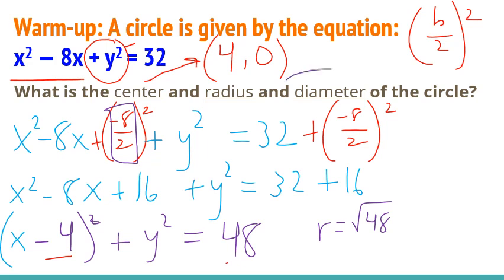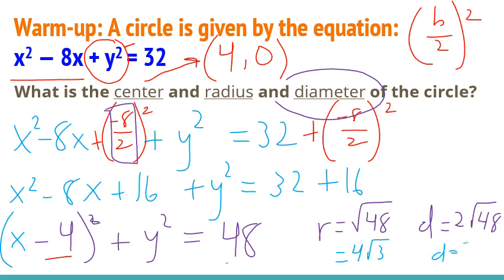And then it also asks for the diameter. The diameter is just going to be double the radius, so we could call it 2 times the square root of 48. If we wanted to simplify this, we could. That is the square root of 16 times 3, so 4 times the square root of 3. If you doubled that, the diameter would be 8 times the square root of 3.